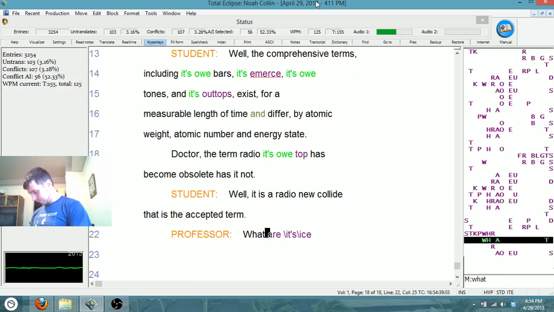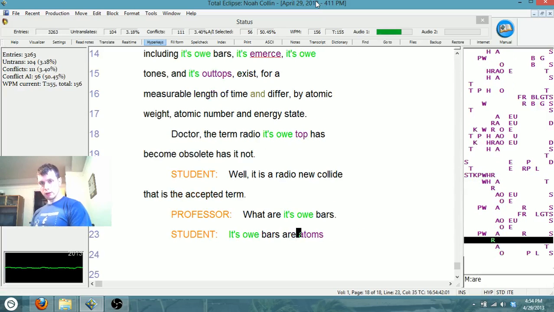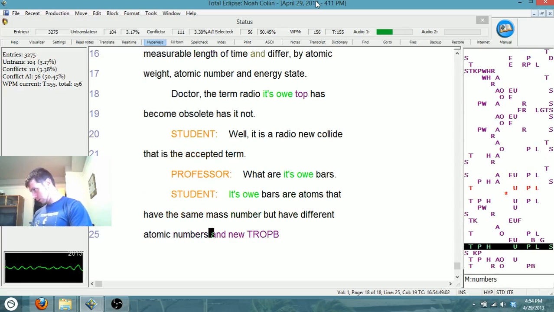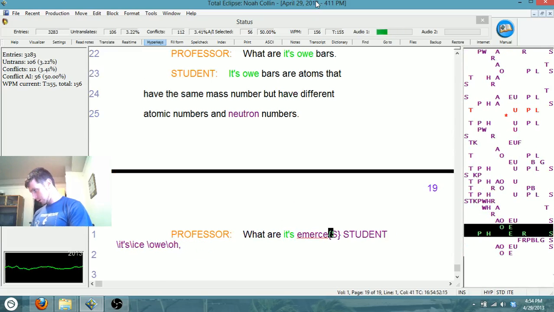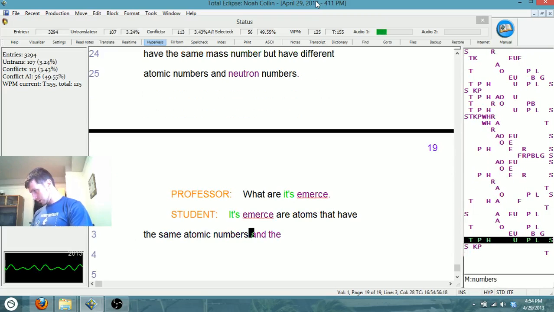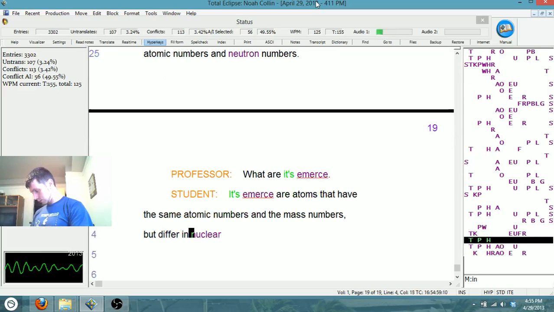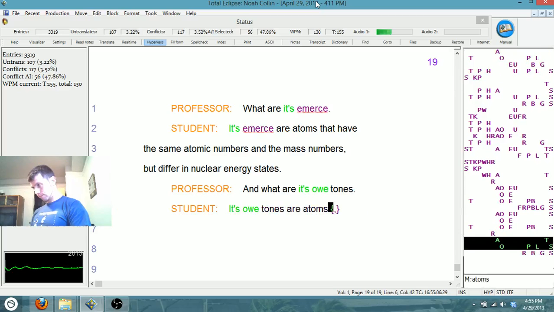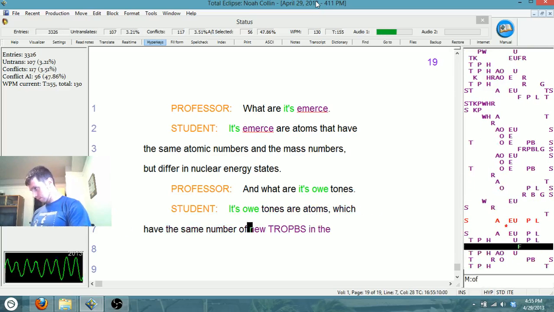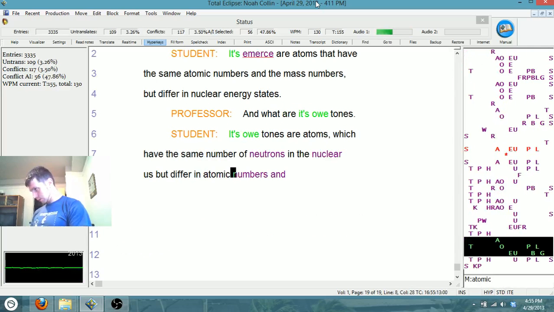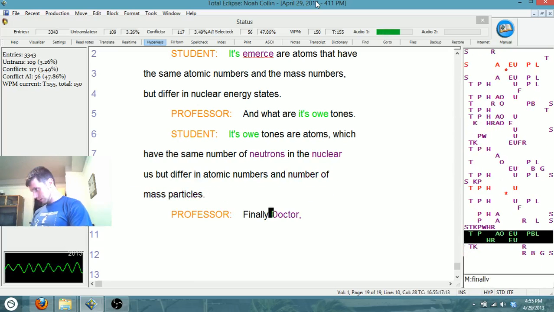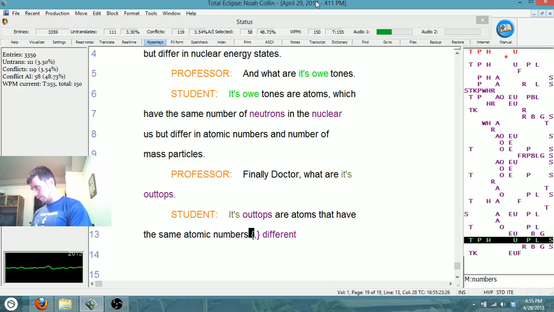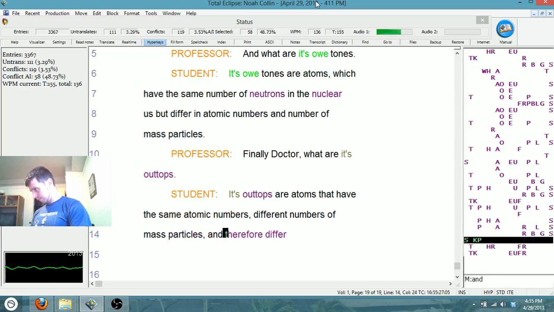What are isobars? Isobars are atoms that have the same mass number but have different atomic numbers and neutron numbers. What are isomers? Isomers are atoms that have the same atomic numbers and the mass numbers but differ in nuclear energy states. And what are isotones? Isotones are atoms which have the same number of neutrons in the nucleus but differ in atomic numbers and number of mass particles. Finally, doctor, what are isotopes? Isotopes are atoms that have the same atomic numbers, different numbers of mass particles, and therefore differ in number of nuclear neutrons.